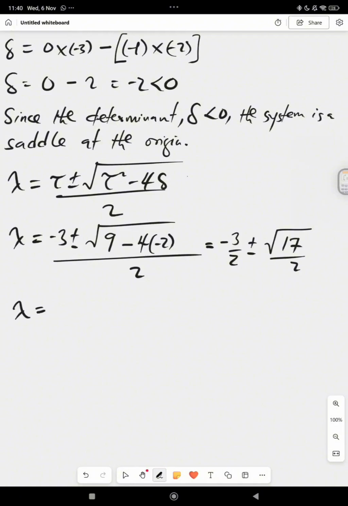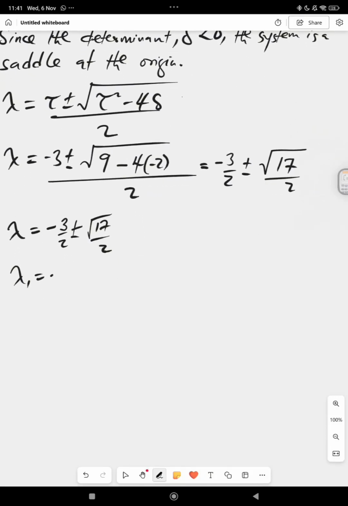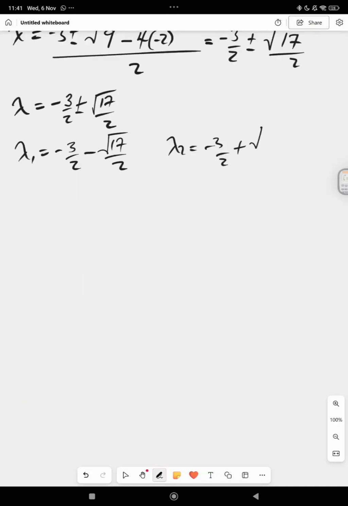So our lambda is going to be equal to minus 3 over 2 plus or minus the square root of 17 over 2. Lambda 1, take your first value to be negative. So we have minus 3 over 2 minus the square root of 17 over 2. And lambda 2 will be minus 3 over 2 plus the square root of 17 over 2.